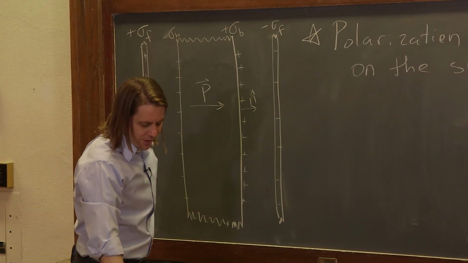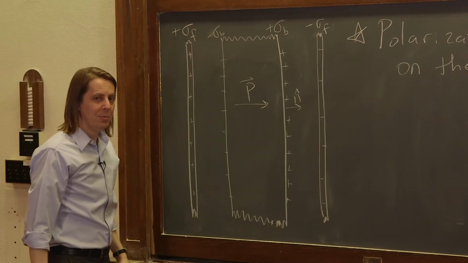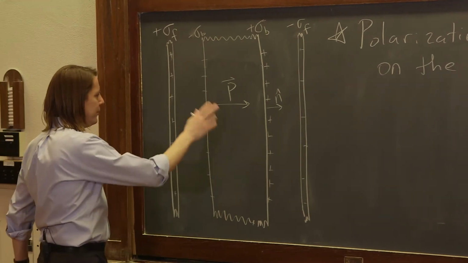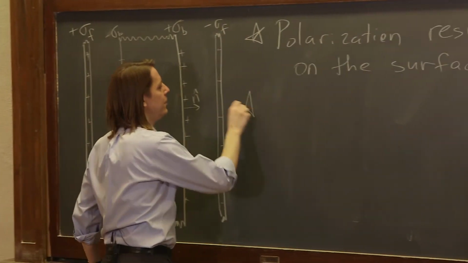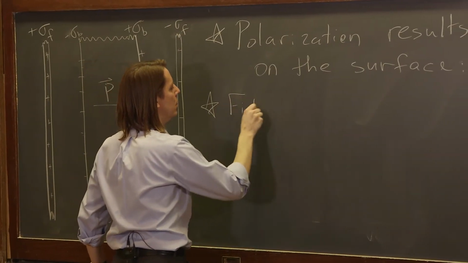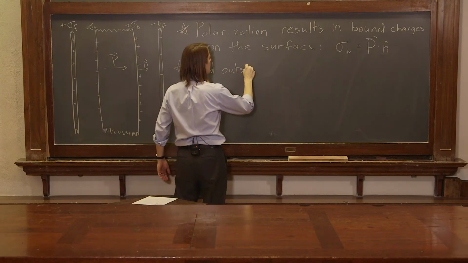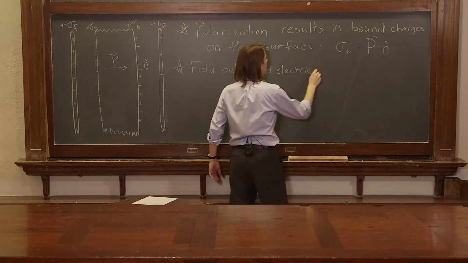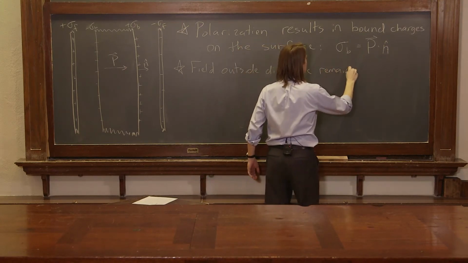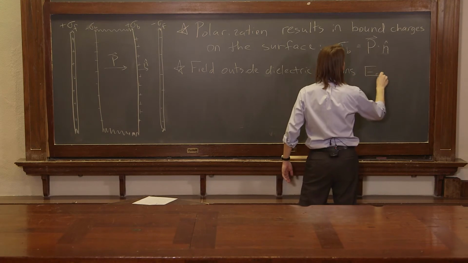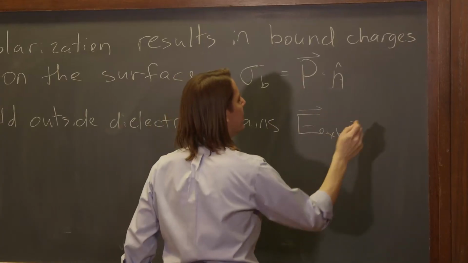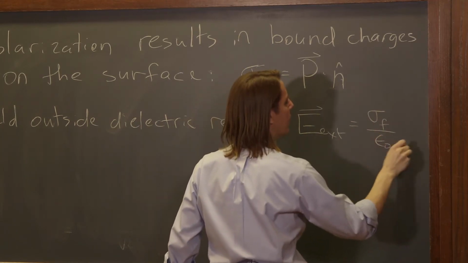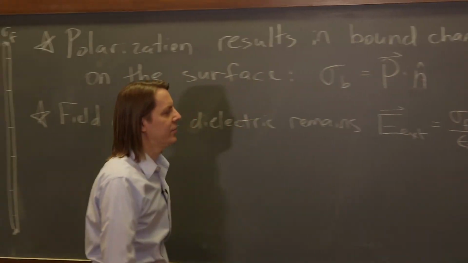So let's think now. What we're really going to do is apply Gauss's law, but we're just going to think about it. We're not going to write down Gauss's law. And let's think, what does that do to the fields? So let's look. The field outside the dielectric remains E, I'll still call it E external because we're outside the dielectric. It remains sigma, which I'll now call sigma free, over epsilon naught. And since I put a vector hat on it, I'll say I hat.